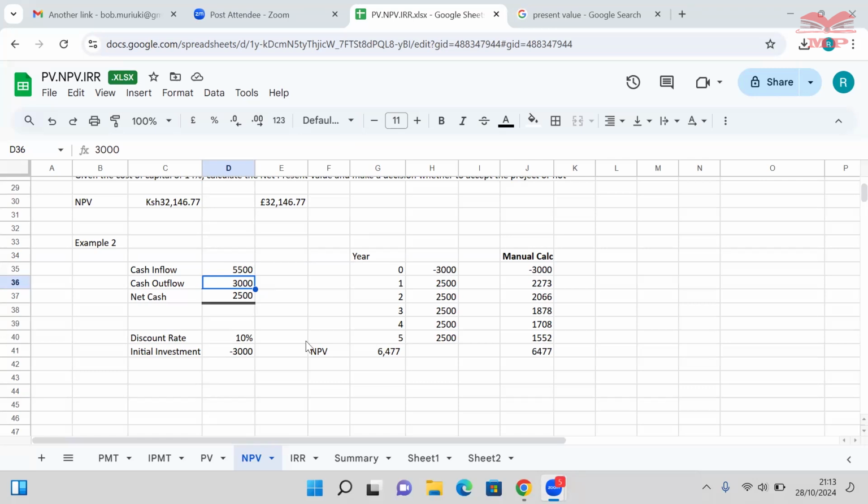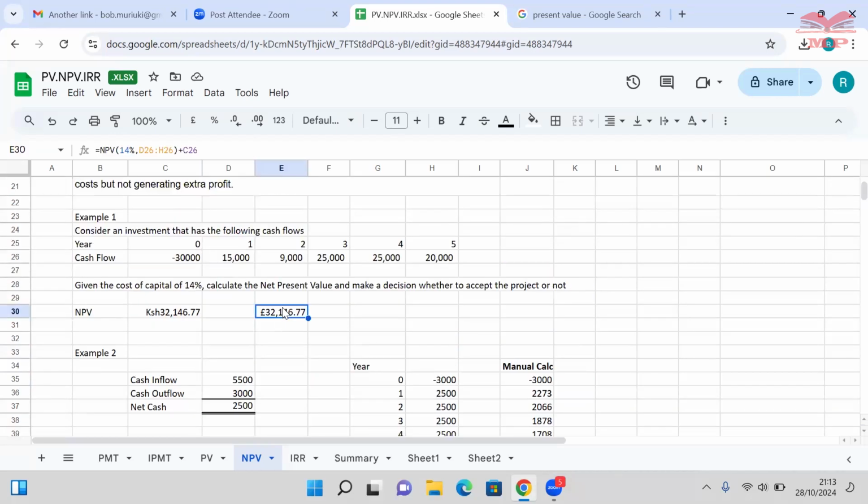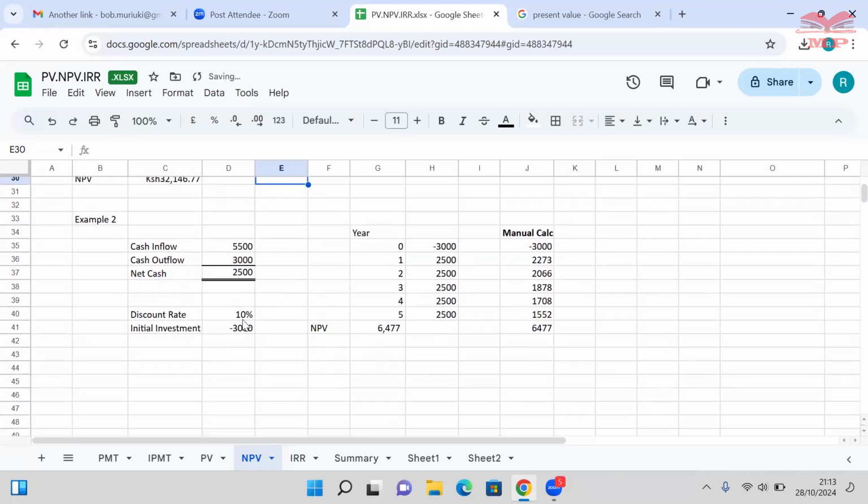So I was saying, we have the net cash, which is 2,500. It is what I've put here. Okay, so these are the figures we are working with. The discount rate is 10%, and the initial investment is 3,000. So I'm assuming this is dollars we are working with. This one, give it a dollar sign.